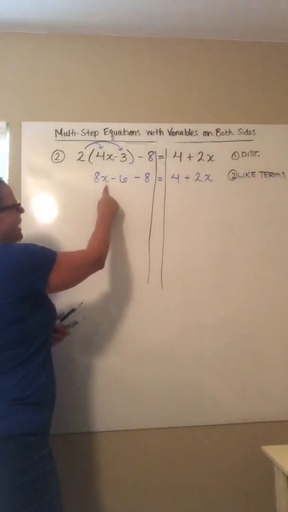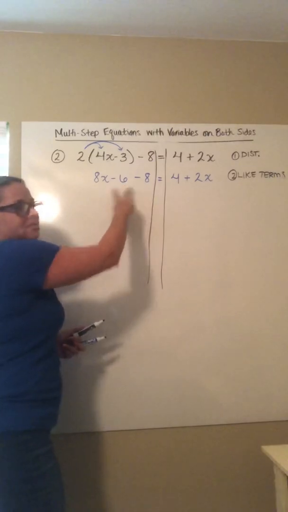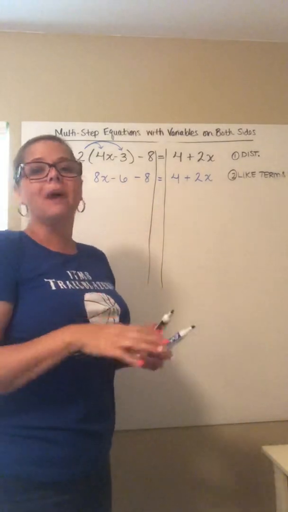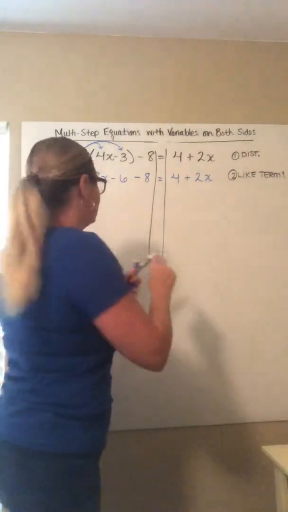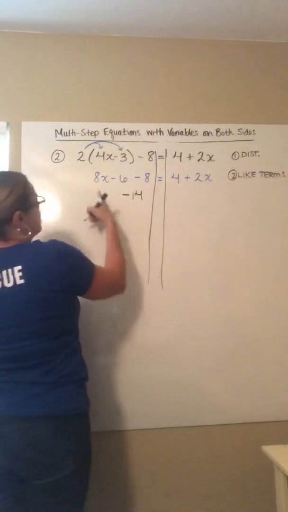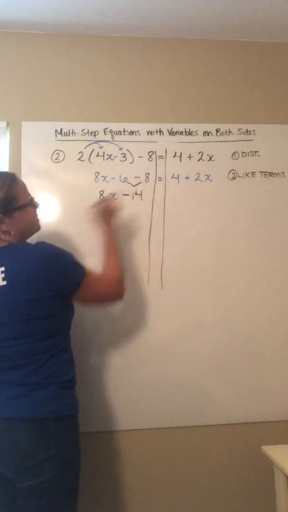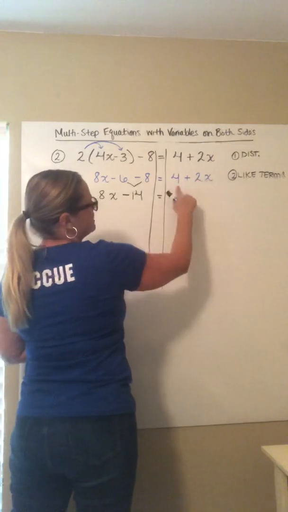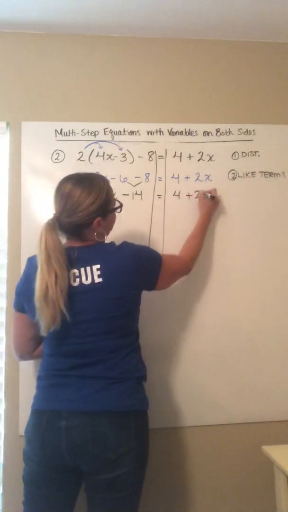So I have an 8x, then I have a -6 and a -8. These are both constants. Neither one has a variable. Those are like terms. I'm going to go ahead and combine those together. So -6 and -8 make -14. So I'm going to bring down my 8x. These two combine together to make -14. Bring down my equal sign. This is a constant. This has a variable. I've got no like terms on the right side.